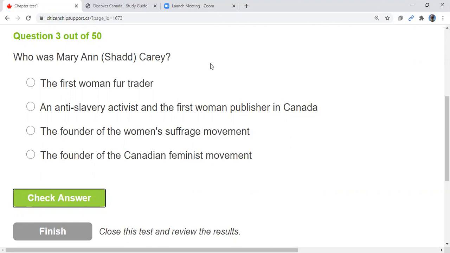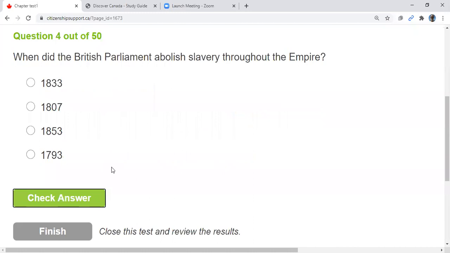Two, teacher. Oh, good, great. Number 2, anti-slavery activist, first woman publisher in Canada. Very good, number 2, good.